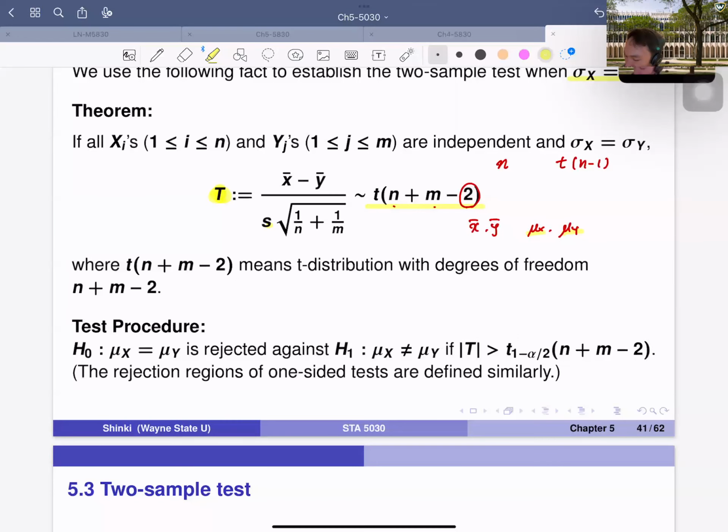So what is this statistic? This is x bar minus y bar. So this is an indicator for the difference between mu x and mu y. It's a similar quantity to this. And the denominator is actually the standard deviation, so the variance of x bar minus y bar, basically.